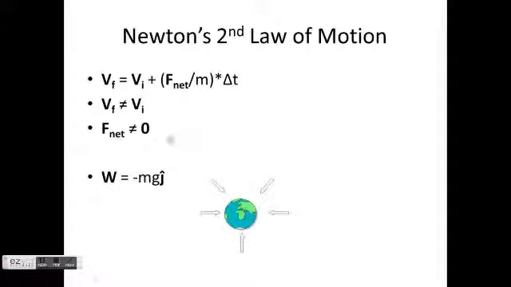the force that is acting on the object is the weight force, which we can define as negative mg j hat, where m is the mass of the ball, g is the gravitational constant on Earth, which is 9.8 meters per second squared, and j hat is the unit vector pointing in the y direction. And since we made this a negative value, the force is pointing in the negative y direction.